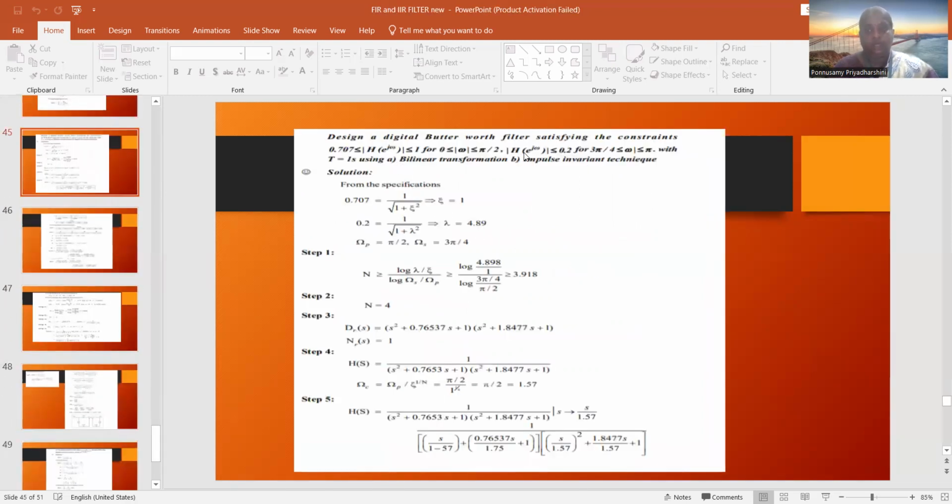So we are moving to a problem. Design a digital Butterworth filter satisfying the constraints 0.707 less than or equal to magnitude of H of e power j omega less than or equal to 1 for 0 less than or equal to omega less than or equal to pi by 2, with T equal to 1, using bilinear transformation as well as the impulse invariant technique. From the specification, we are finding out the lambda value and the epsilon value. The lambda value is 4.89 and the passband frequency is going to be 3 pi by 4.